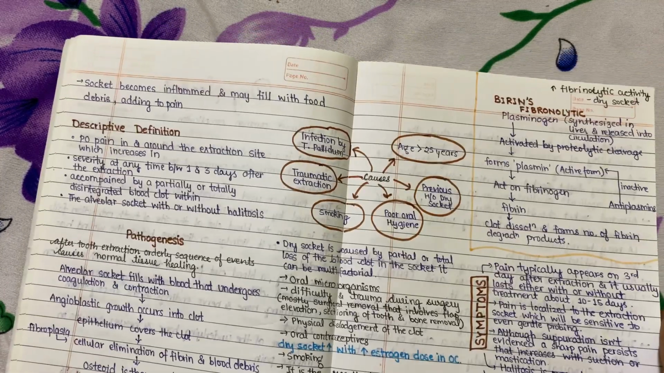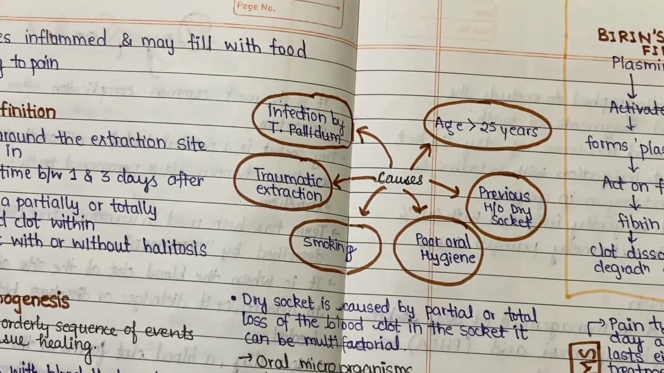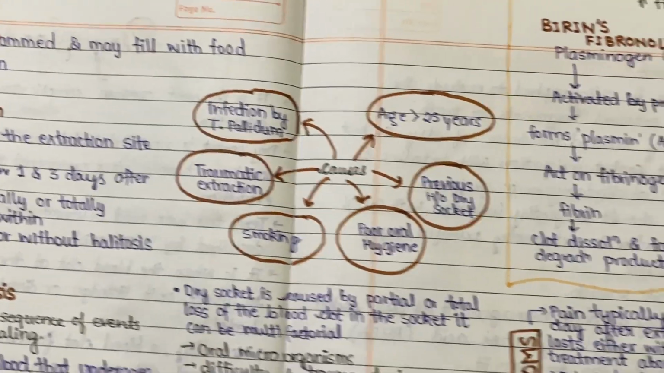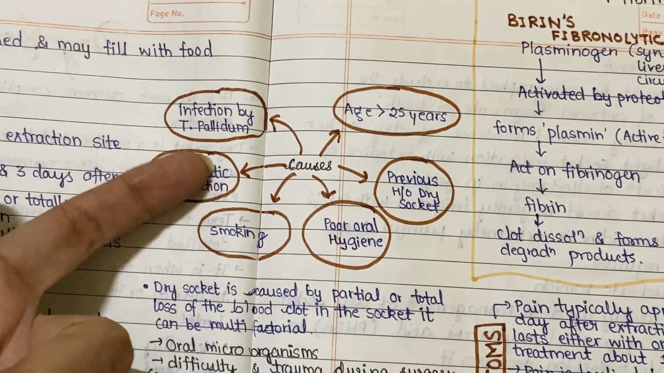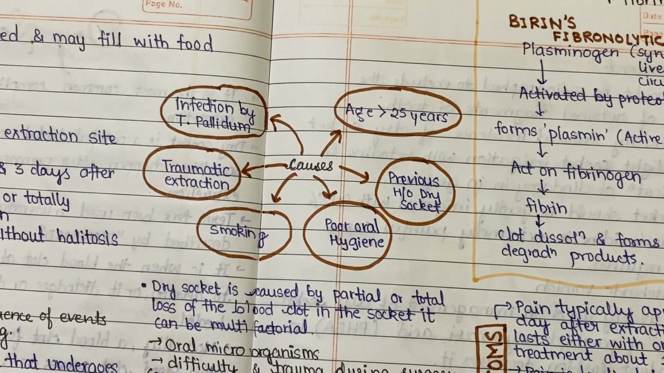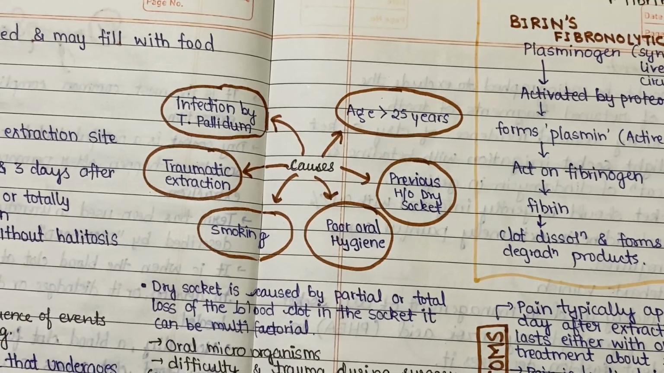So basically your blood clot has partially or completely disintegrated, that is, the blood clot has dislodged within the alveolar socket, and it is associated with or without halitosis, that is, fetid odor. So this patient will have very bad odor and pain. This is the main thing.